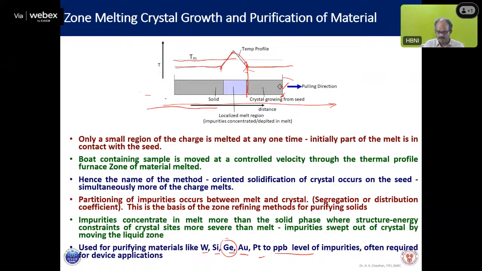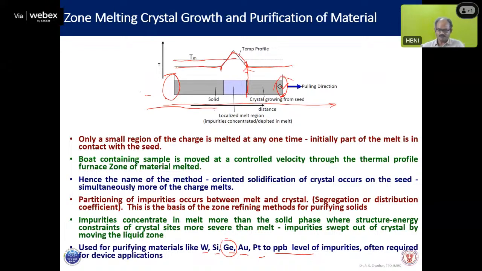Every time you start moving one round of the entire zone melting, suppose you have a certain impurity which goes into the liquid more, the distribution coefficient being in such a way. Then after one round of movement, the impurities will gradually move from this side to this side. And suppose after 1,000 cycles, all the impurities have come to this level, and this side of the material is very pure.